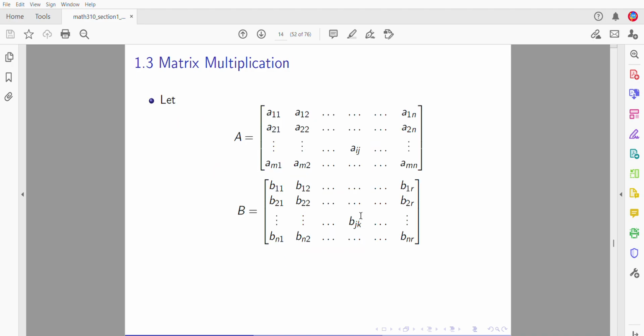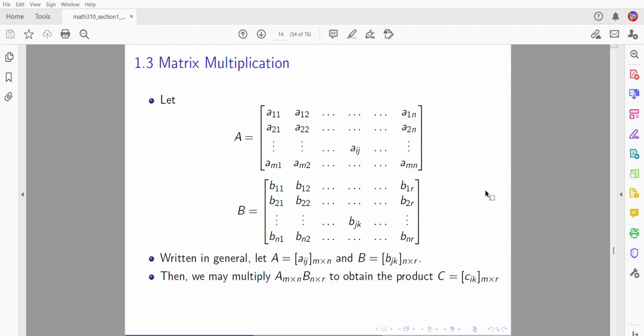In symbolic notation, formulaic way, mind you, matrix multiplication is highly programmable precisely because it is just algorithmic. You have matrix A, size m by n. You have matrix B, size n by r. The n's have to match. The result will be m by r.